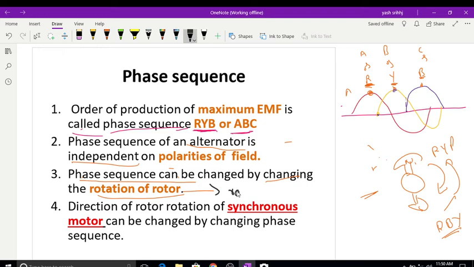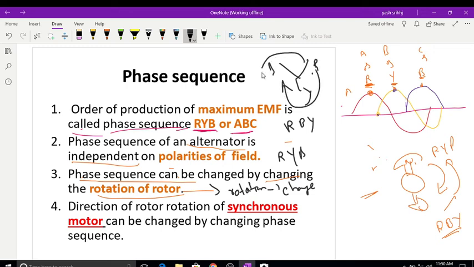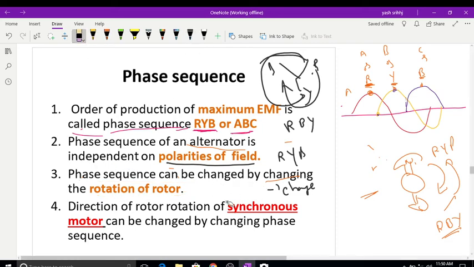Rotation must be changed. If you change the direction of rotation, instead of RYB, it will produce RBY. So look at this one: this is the phase sequence RYB, and in this direction, RBY. To produce the reverse phase sequence, we should rotate in the reverse direction. But if you change the field polarities, it will not affect. And the last one is related to the DC motor.